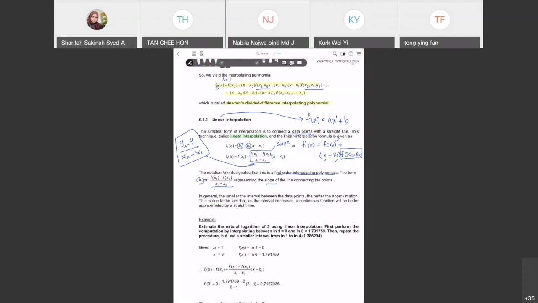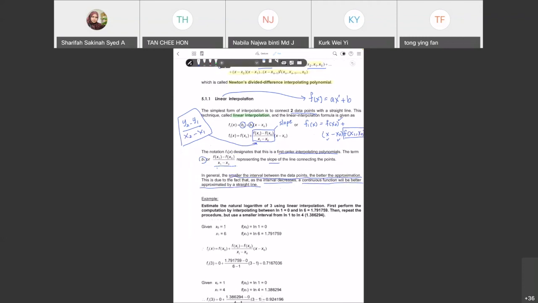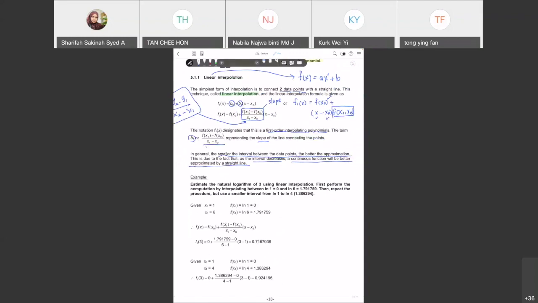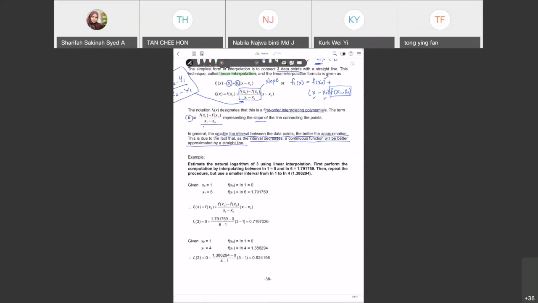Okay, so in general, remember the tip: the smaller the interval between the data points, the better the approximation. This is due to the fact that as the interval decreases, the continuous function will be better approximated by a straight line. Now we look at the example. Remember, for linear interpolation you just have linear functions, so you need to find the slope. Look at the example.